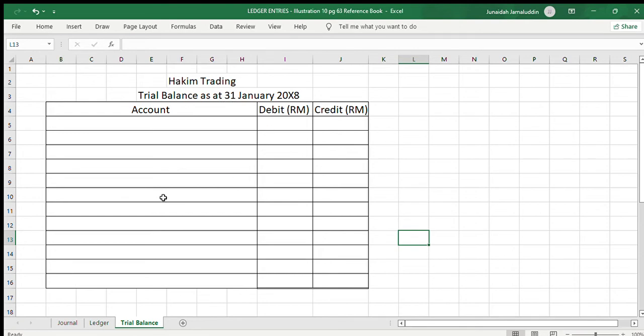Yeah, alright. So in the trial balance, we have 3 columns. Okay, the first column is for the account. So we're going to list all the ledger accounts in this column. Alright, and then we have columns for the debit and credit. Okay, all the accounts with debit balances will be recorded at the debit side, and all the accounts with credit balances will be recorded at the credit side.